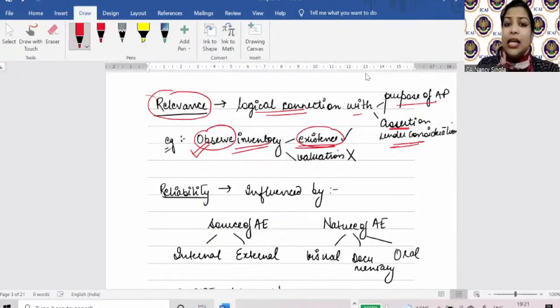But tell me, just by observing the inventory, will the auditor be able to be sure about the valuation assertion? By looking, will the auditor know what the value is? No, right? So whatever audit evidence you are obtaining, it should have a logical connection with what assertion you want to check. What is the purpose behind performing the audit procedure? So this is what? Relevance. Okay? So students are saying yes.